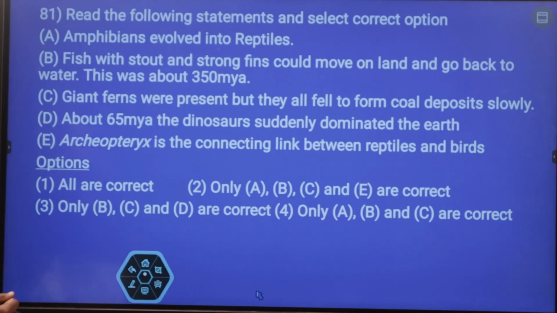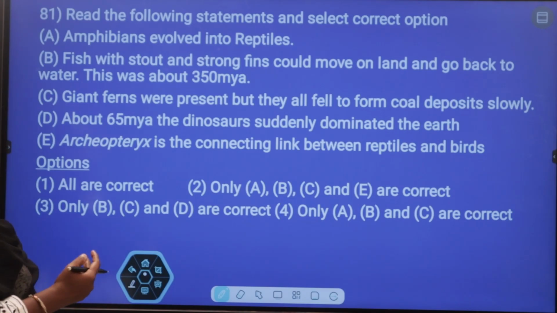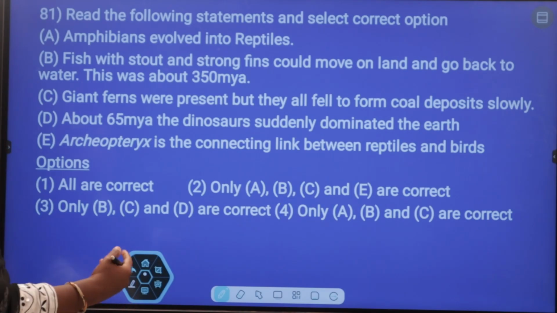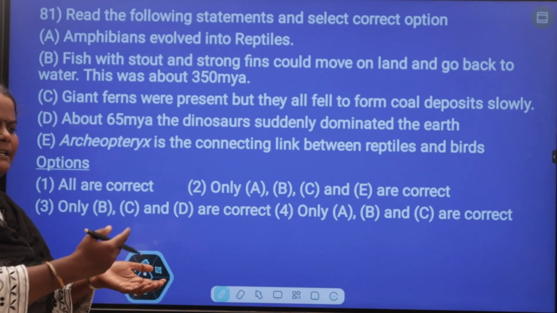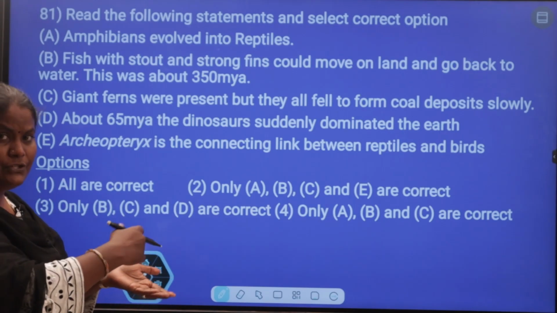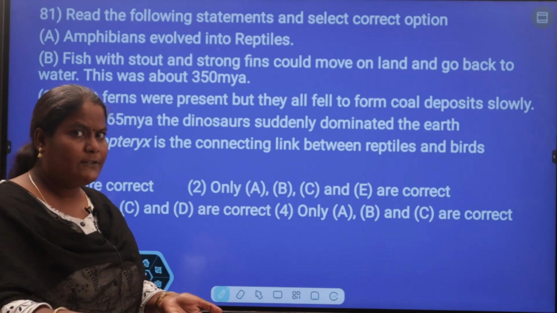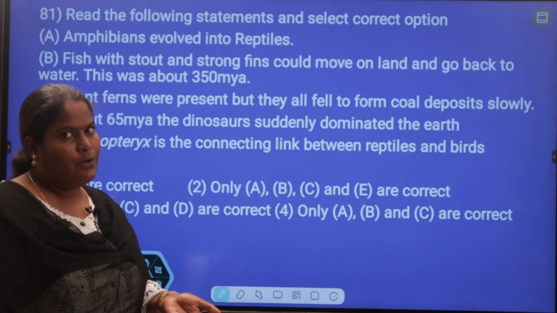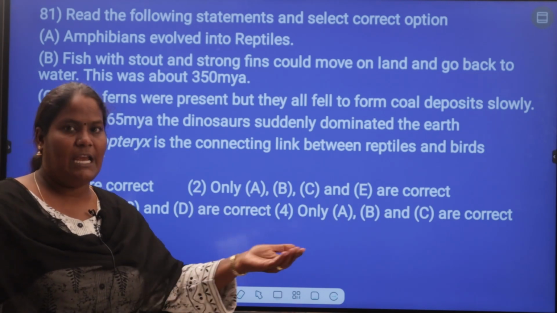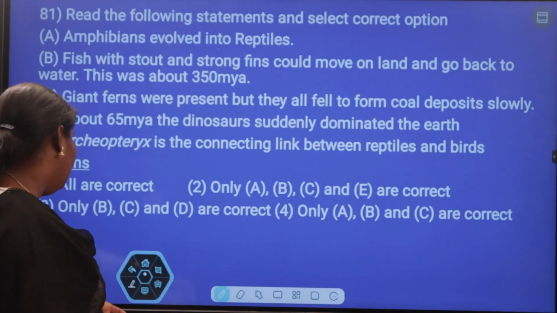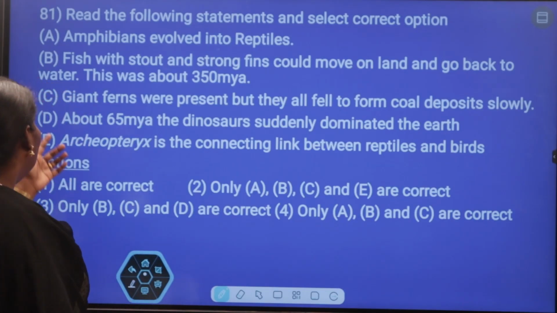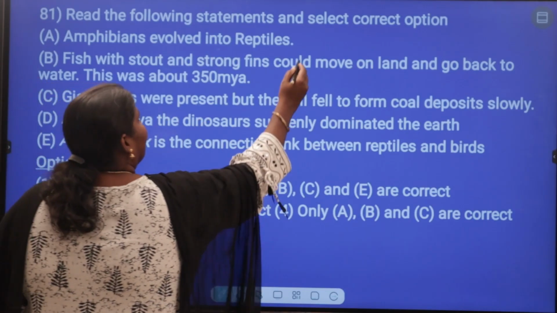Regarding the evolution, read the following statements and select the correct option. Amphibians evolved into reptiles. Yes, that is right. Among vertebrates, fishes evolved into amphibians, amphibians evolved into reptiles, reptiles evolved into aves, and aves evolved into mammals. It is the basic chain of evolution. Then the next one, yes, it's a true statement.